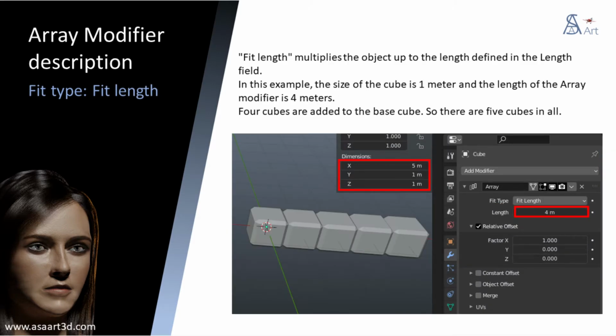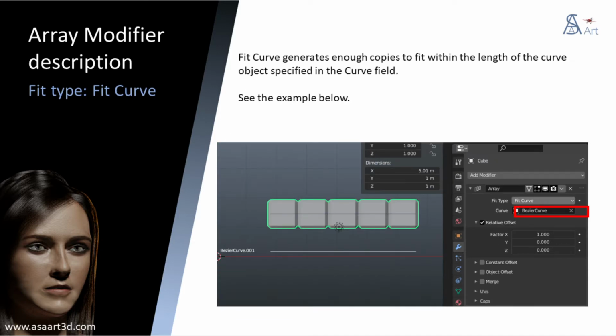Fit length multiplies the object up to the length defined in the length field. In this example, the size of the cube is 1 meter and the length of the array modifier is 4 meters. 4 cubes are added to the base cube, so there are 5 cubes in all. Fit curve generates enough copies to fit within the length of the curve object specified in the curve field. See the example below.